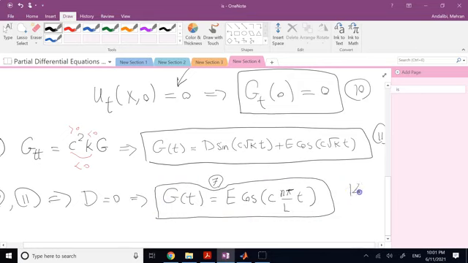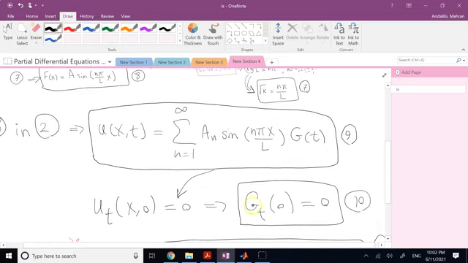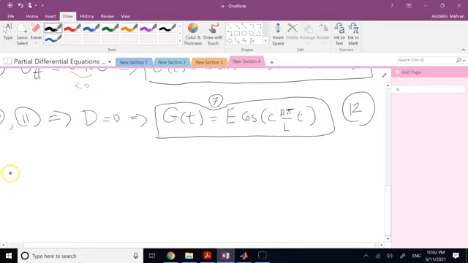And I call it 12. Good. So now that we found 12, which is the format for g with constant e, if you want, I can go ahead and plug it back into 9. Okay, so let's plug 12 into 9.